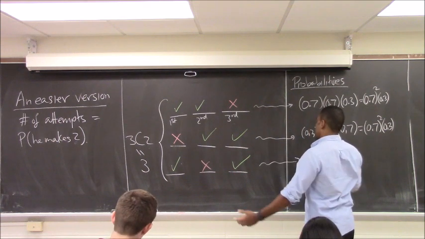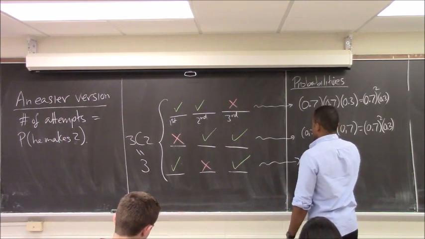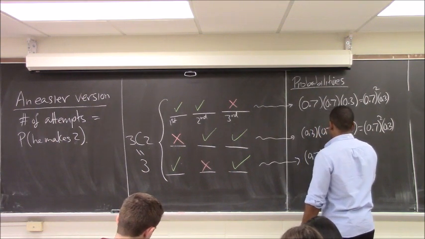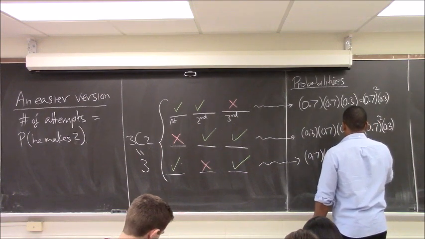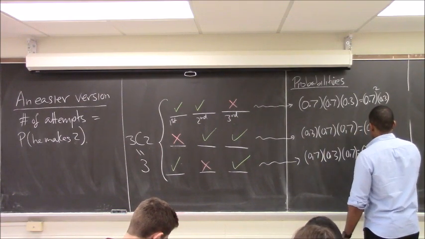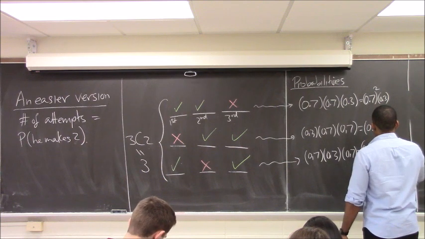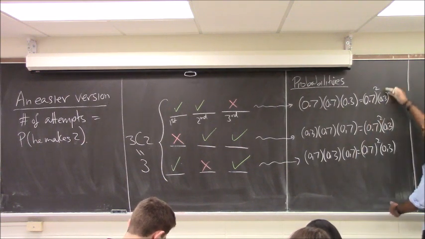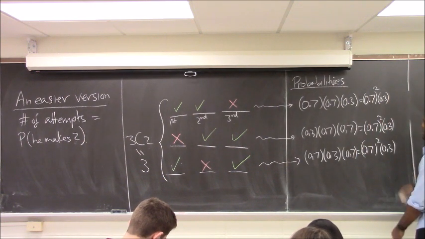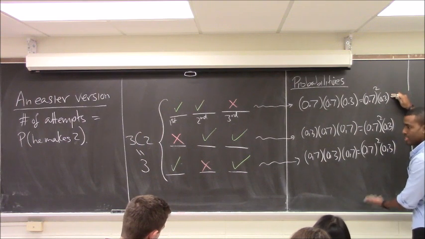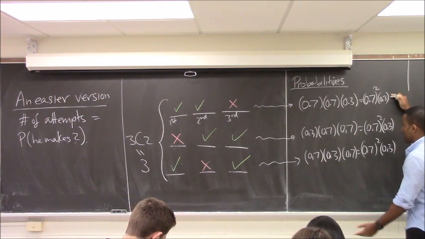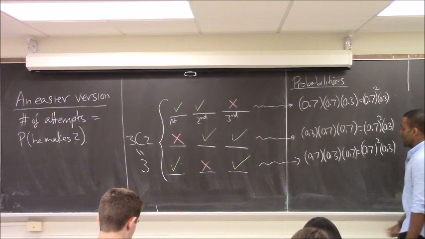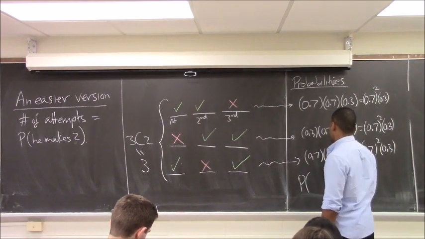This one is, spoiler alert, it's going to be 0.7, 0.3 times 0.7. That is going to be 0.7 squared times 0.3. Now, because these are mutually exclusive situations, he can't make the first and the second and make the second and the third. That would mean he makes all 3.